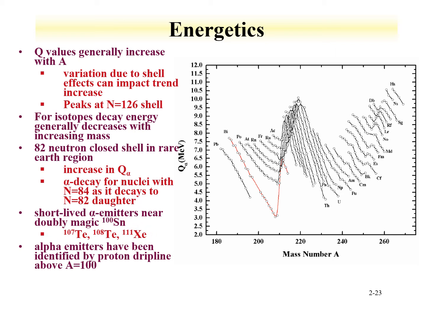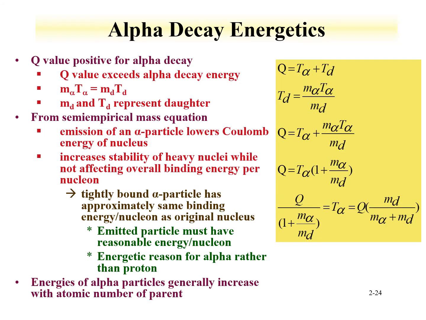And alpha emitters have also been identified by the proton drip line above A of 100. The proton drip line is that part of the chart of the nuclides which is right at the very edge, the left-hand edge, so the very, very light isotopes of the elements. And A above 100, if you inspect that area of the chart of the nuclides, you'll see some alpha emitters.